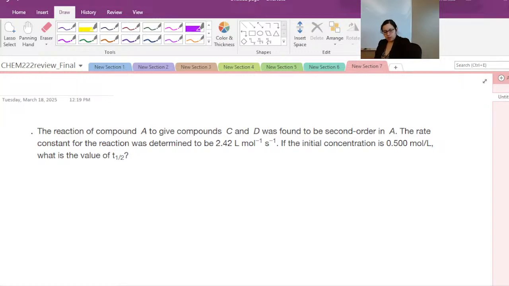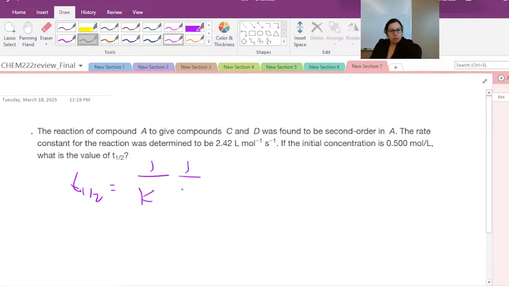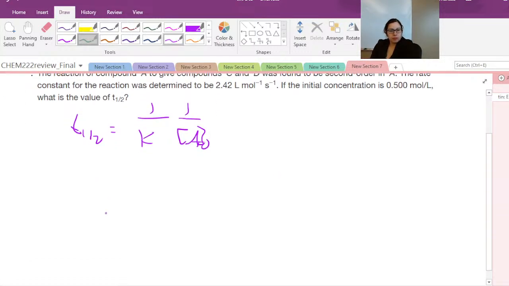So at least start walking me through this problem of what we're thinking. So what equations do we need? The second order, and the half-life expression is T half equals one over K times the initial concentration. Plug in the values, 0.82, 0.82.